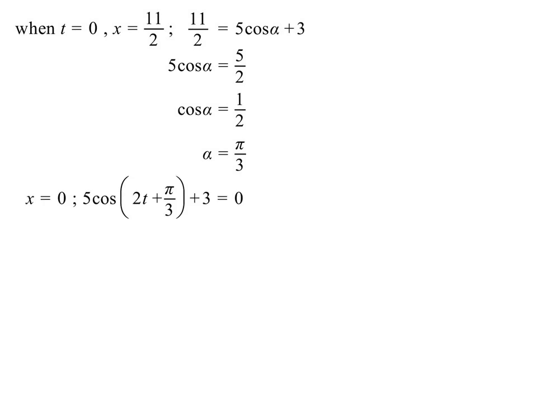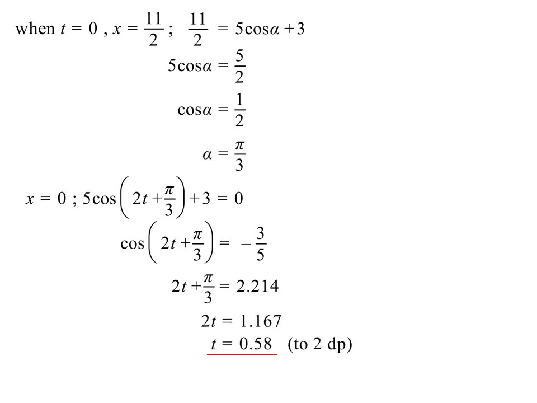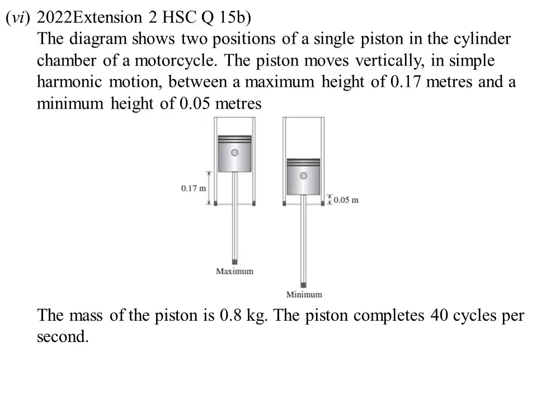They want to know when x is equal to 0 for the first time. We've got to solve this equation. So 2t plus pi on 3 is 2.214. So 2t is 1.167, we have t. Just be careful with these ones that you are getting the first value, because when we've got the shift here we're going to subtract pi on 3. Does that turn it to be negative? Those sorts of things you've got to watch out for. Okay, this was a nice one.